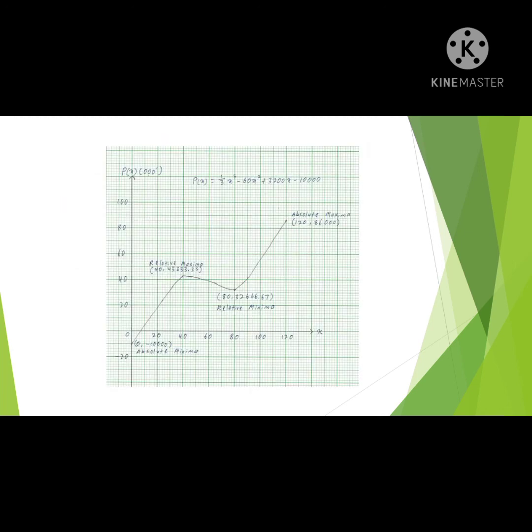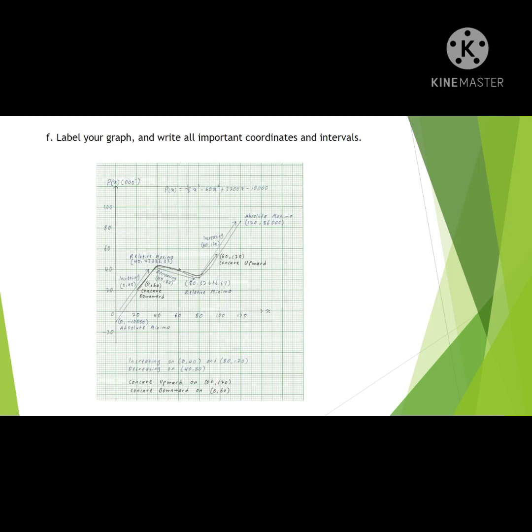When we plot the graph, we will be able to see which is the absolute minimum, absolute maximum, relative minimum and relative maximum. From here, we can see that (0, negative 10,000) is the absolute minimum, (120, 86,000) is the absolute maximum, (40, 43,333.33) is the relative maximum, and (80, 32,666.67) is the relative minimum.